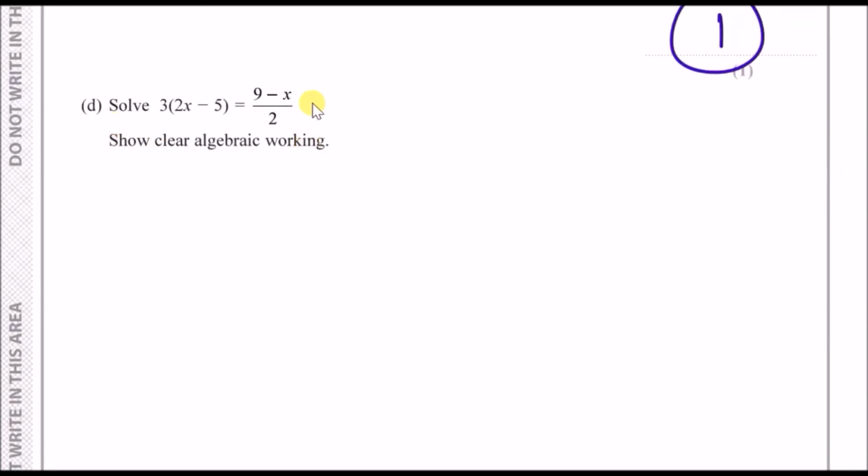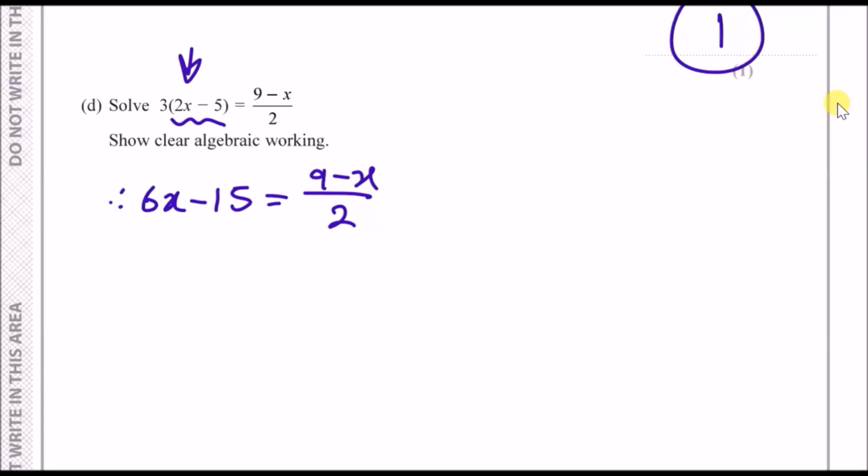D. Solve this equation and show clear algebraic working. Alright, so for these kinds of problems, you've got a bracket, so always expand the bracket, and you've got a fraction, so clear the fraction. Now looking at the left side, I want us to go ahead and multiply out the bracket, so times this slot by 3, you should get 6x minus 15, and this is going to equal the right side, which is (9 minus x) over 2. And from here, what we should do next is clear the fraction. And when we say clear the fraction, you should try and get rid of the 2. And the opposite of getting rid of this is multiplying the whole thing by 2.